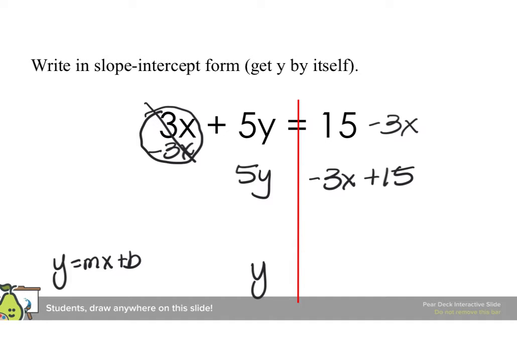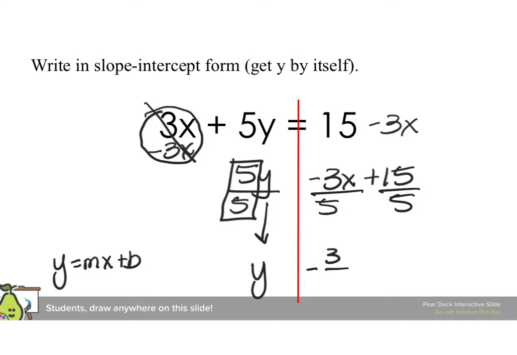Now I have 5y, but I only want 1y. If you remember, you divide by 5. That turns this into a giant 1, which brings us to a singular y. We divide everything else by 5 because that's the rule. You do something, you do it to everything. So we end up with negative 3 over 5x plus 3. This can't be reduced, so we leave it. This can be reduced, so we reduce it.